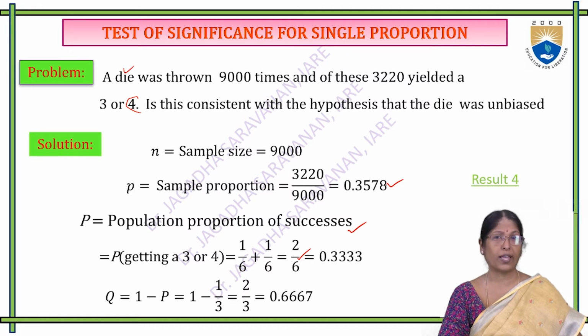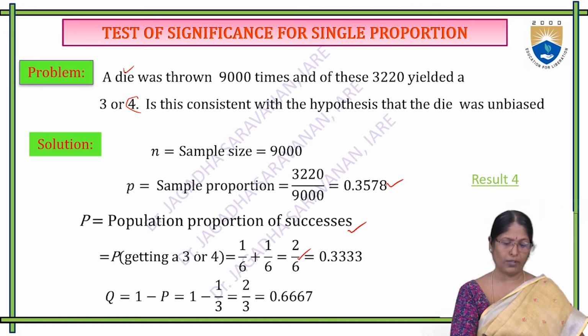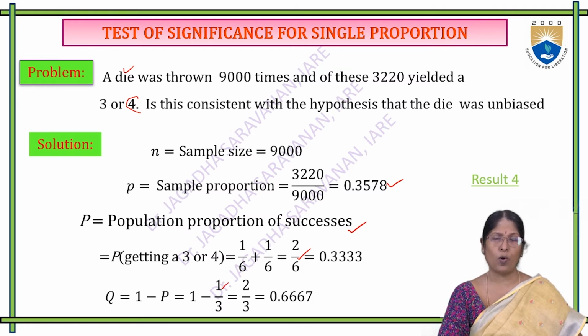Now capital Q, which we want, is 1 minus capital P. It is nothing but 1 minus 1 by 3, that is 2 by 3, equal to 0.6667.